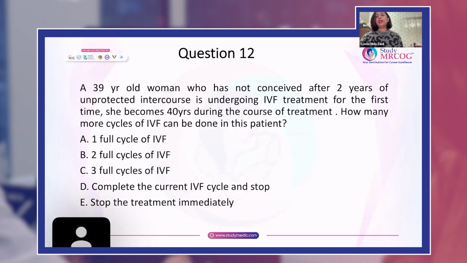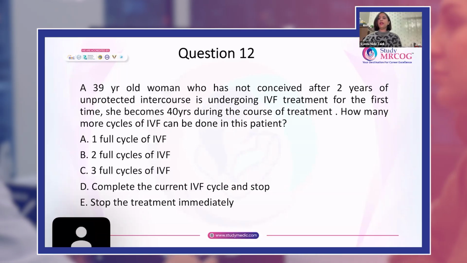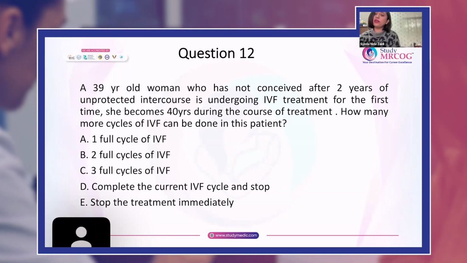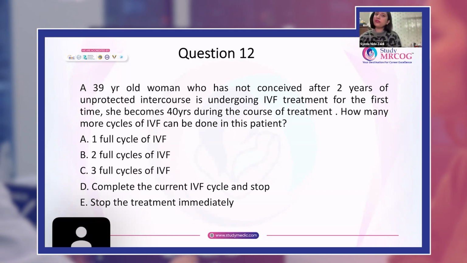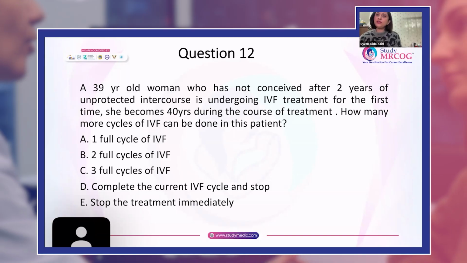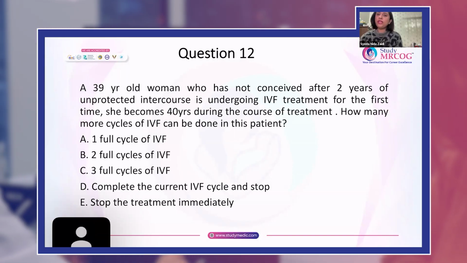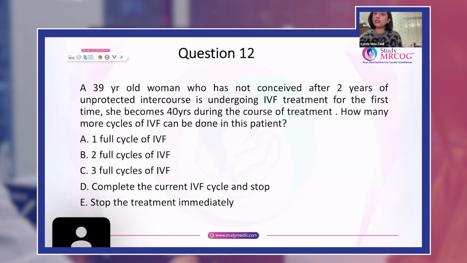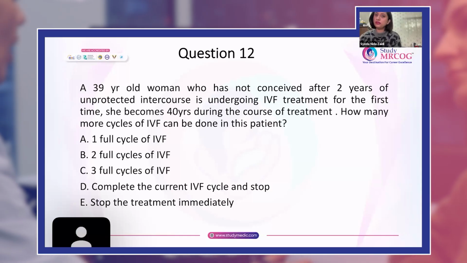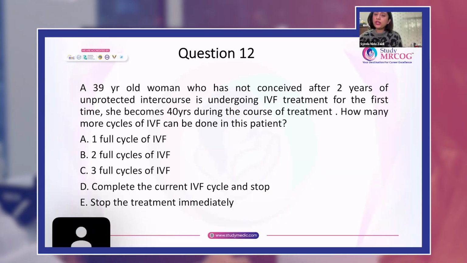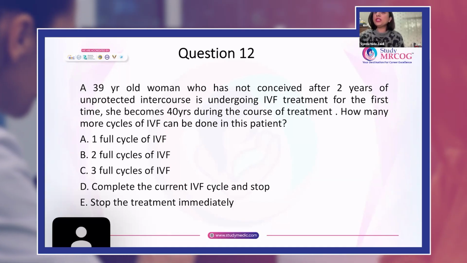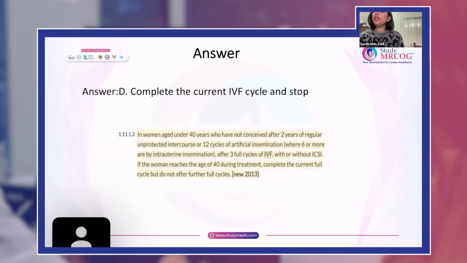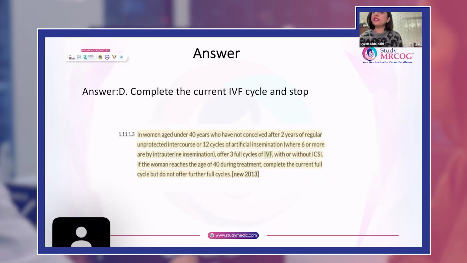Question number 12. A 39-year-old woman who has not conceived after 2 years of unprotected intercourse is undergoing IVF treatment for the first time. She becomes 40 during the course of the treatment. How many more cycles of IVF can be done in this patient? 1, 2, 3, or complete the current IVF cycle and stop the treatment immediately. So it's written in NICE guidelines that we need to complete the current IVF cycle and stop.